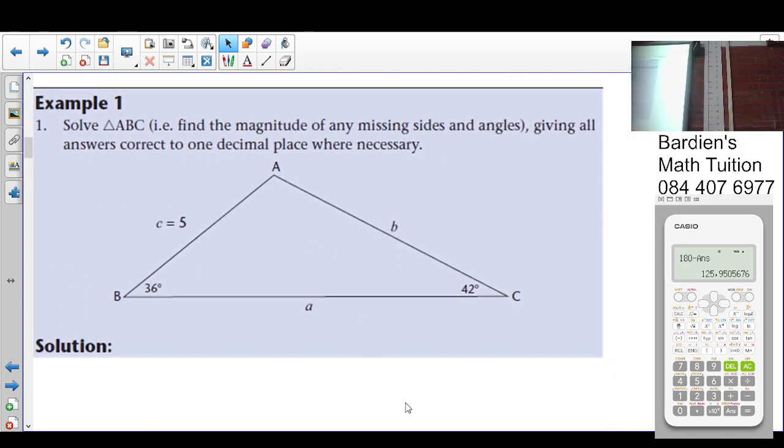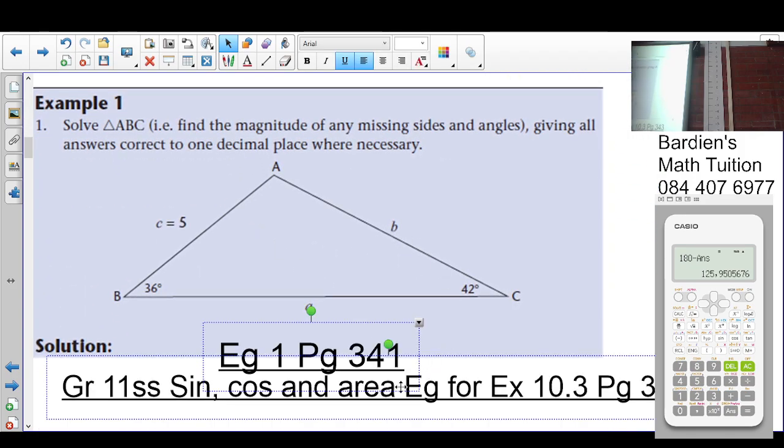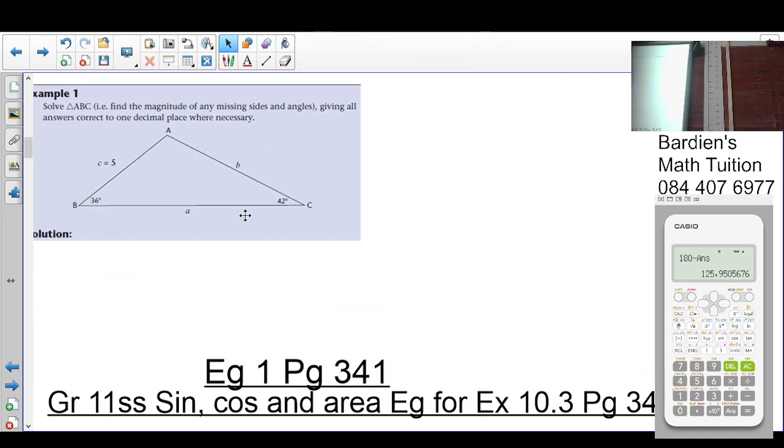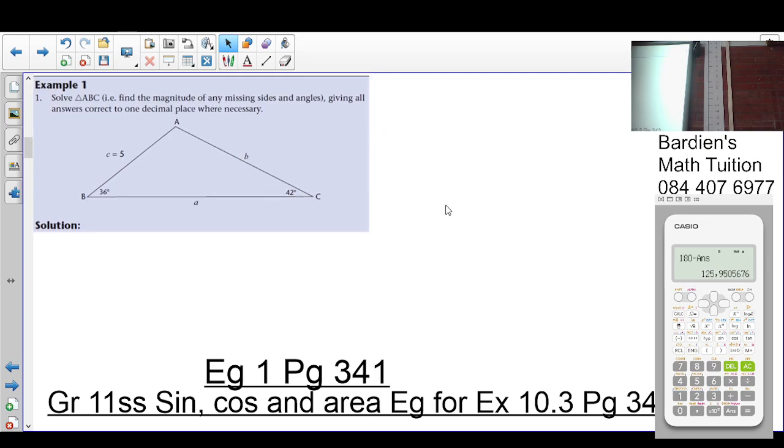So let's look at the first example here. We see the first example is on page 341. So the question says solve triangle ABC. In other words, find the magnitude, the size, of any missing sides and angles. Give all answers correct to 1 decimal place where necessary.